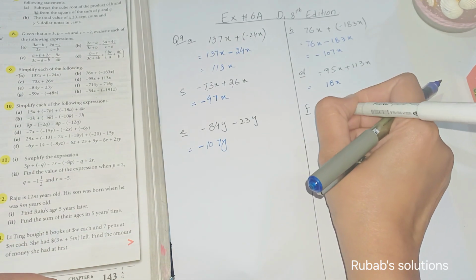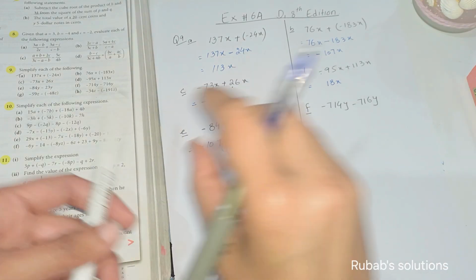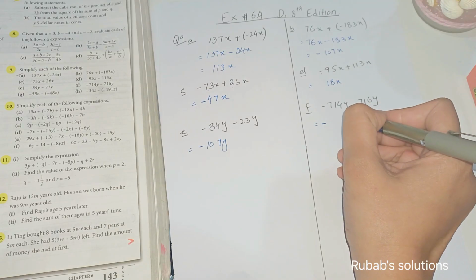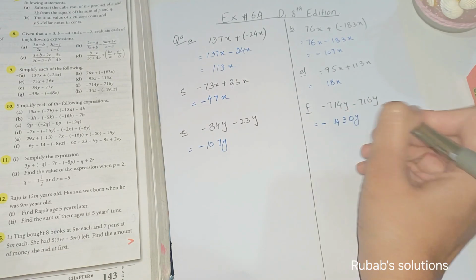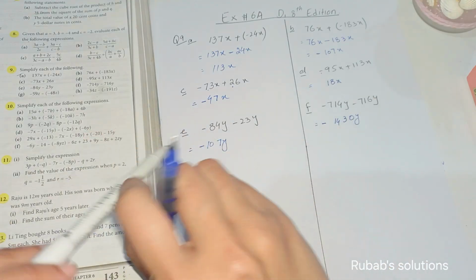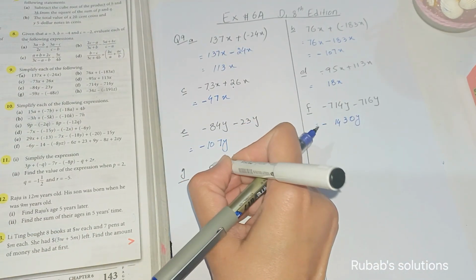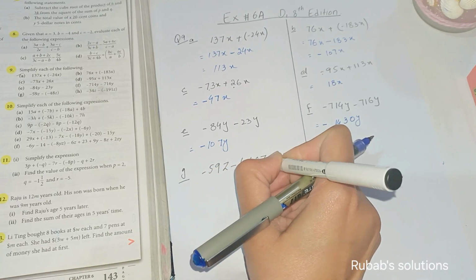Part F is minus 714y minus 716y. Minus and minus obviously plus, sign will be negative. 1430y.